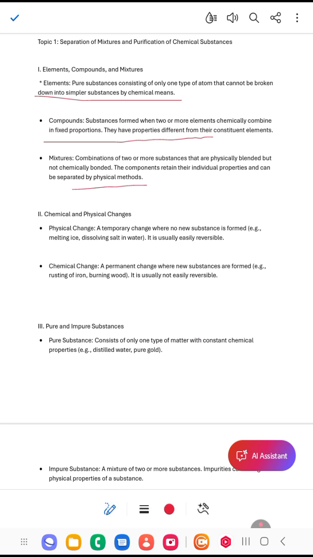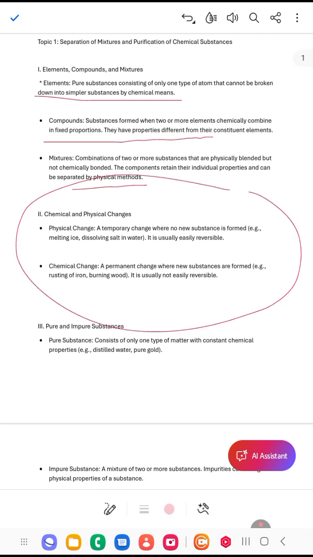So now let's quickly talk about chemical and physical changes. We have two types of change. In a physical change, no new substance is formed, and it is easily reversible. Examples are melting of ice and dissolving salt in water. You can easily recover the salt back.